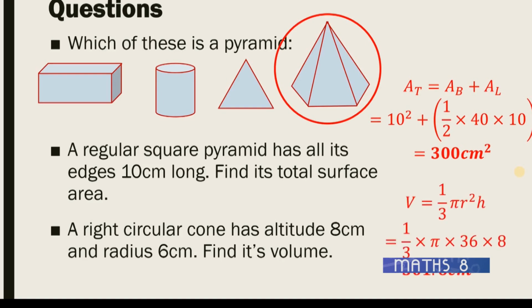For the third one, we use the formula for volume, which is 1/3 times pi r squared times h. So 1/3 times pi times 6 squared times 8, which is 301.6 centimetres cubed. This is the end of topic 3.